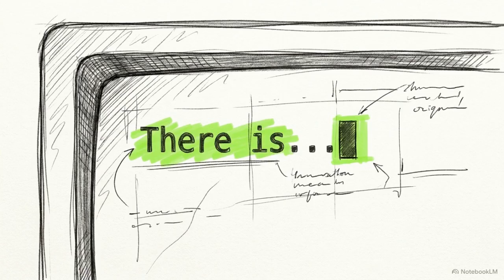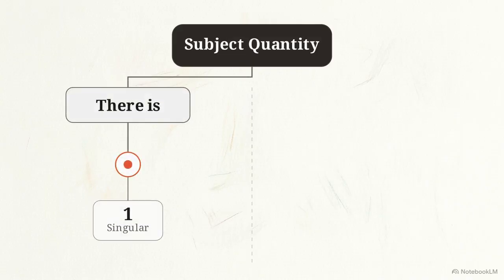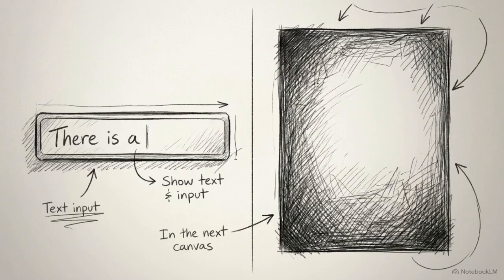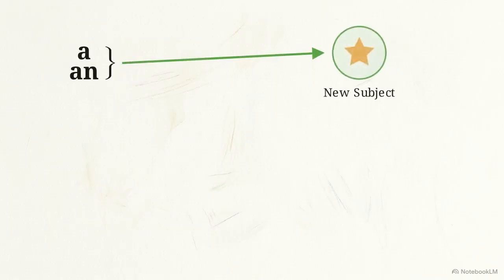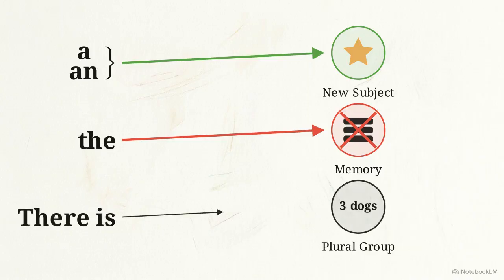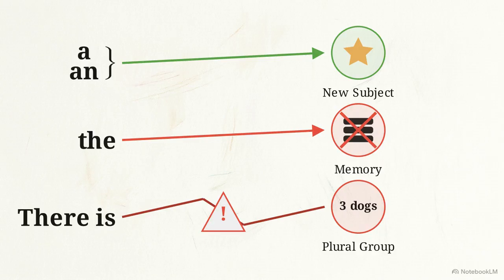This requires using specific introductory verbs to tell the AI exactly what should exist in the frame. Use there is for a single subject, or there are when your scene requires 2 or more distinct items. Because this is the first time you are mentioning the subject to the AI, you must use an indefinite article, a or an, to define it as a new element in the scene. Using the too early suggests the subject already exists in the AI's memory, while mixing there is with a plural number creates a logical contradiction that leads to distorted, mutated images.